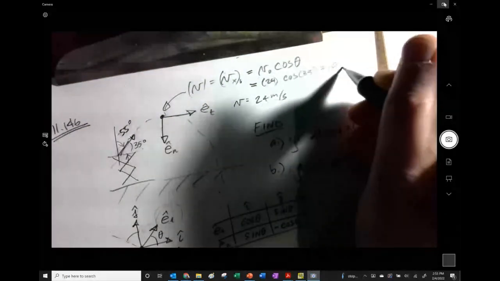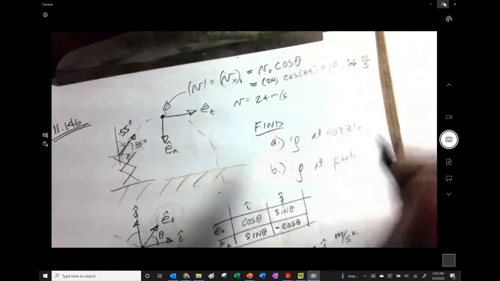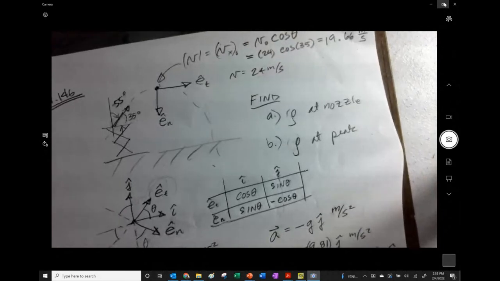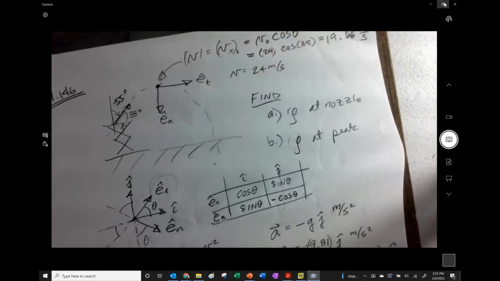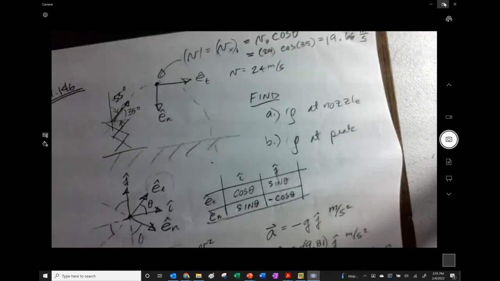So 19.66 meters per second is the speed, the velocity at the peak. What's the acceleration? Still should be negative 9.81. Yeah, it's just 9.81, and it's just a line. It's entirely right there, right?